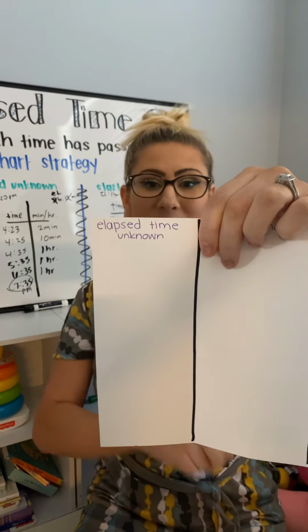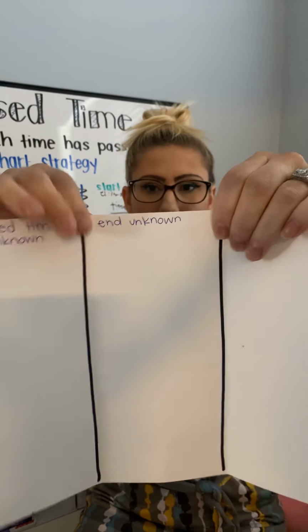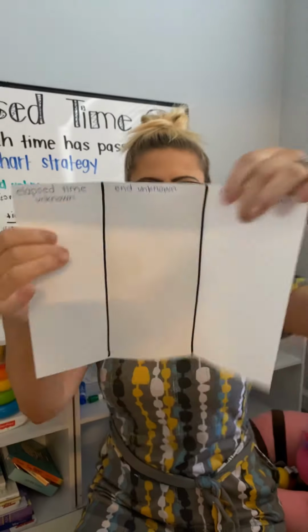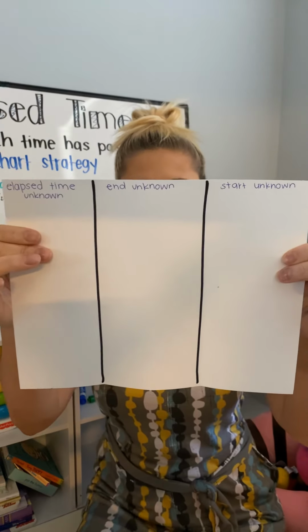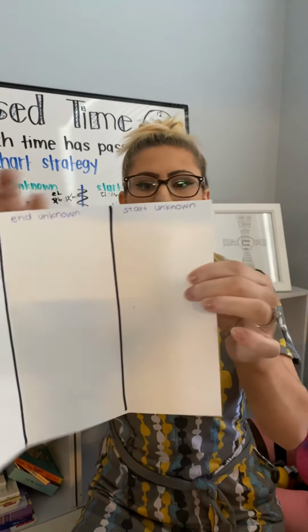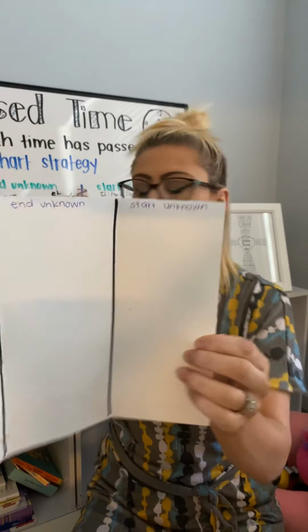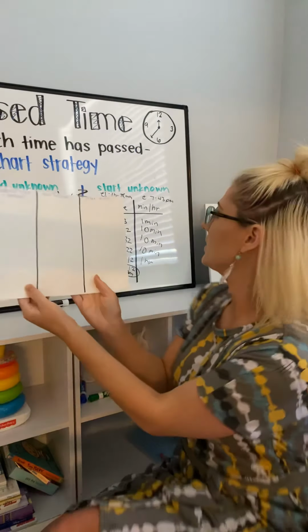Okay? Once you have elapsed time unknown written in the first one, in your second one, I'd like for you to please write end unknown. So go ahead and pause the video now if you'd like so that you can write end unknown. And then in the last one, I'd like for you to write start unknown, just like this, so that your paper will be set up just like my board.